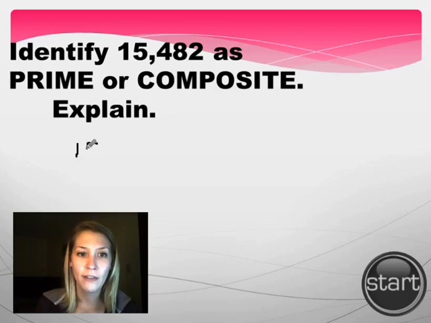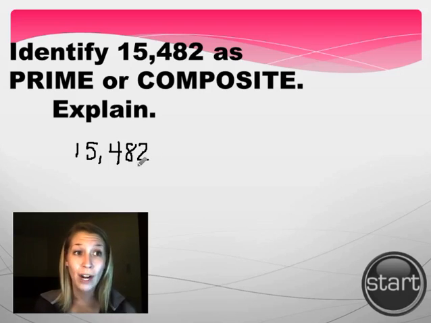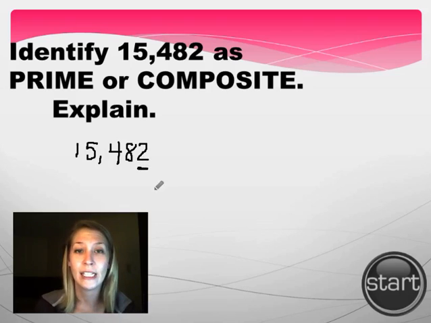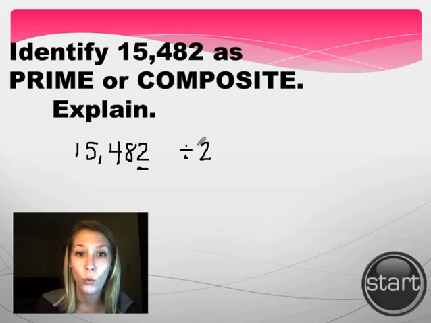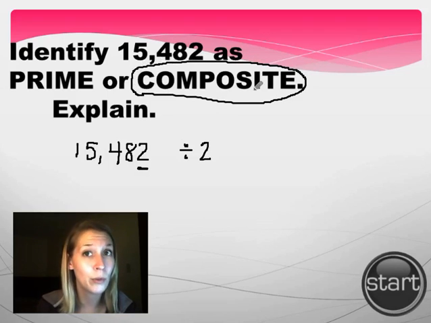We have 15,482. Right off the bat, I'm thinking of my divisibility rules, and I know that the last digit of this number is an even number. So I already know that it's going to be divisible by 2, which means that it is a composite number, because if it were a prime number, it would only be divisible by 1 and itself.